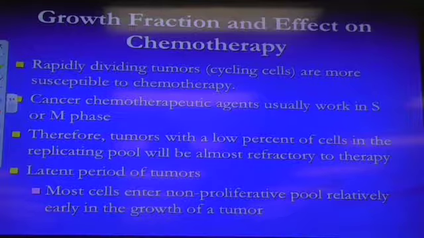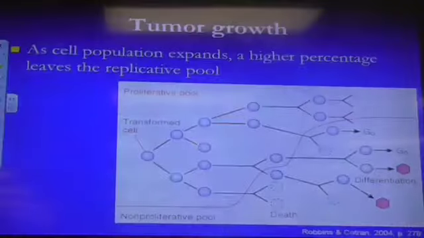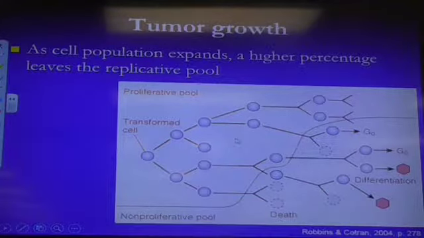So most cells enter the non-proliferative pool relatively early in the growth of a tumor, which means they may be refractory to chemotherapy. And I have a diagram to hopefully help you visualize this. Initially, the tumor is expanding, the cells are dividing, and all of this is in the proliferative pool. So a high percentage early on is in the proliferative pool, a low percentage is in the non-proliferative pool. But as time goes on, you have less in the proliferative pool and more in the non-proliferative pool.